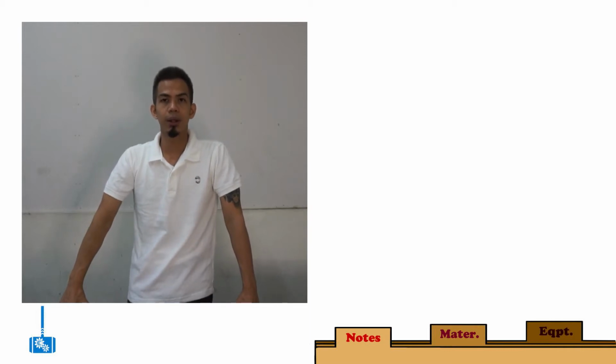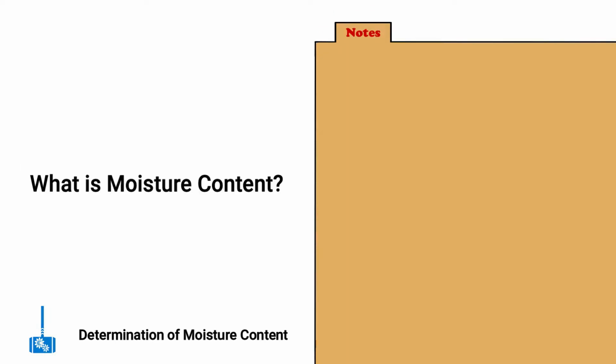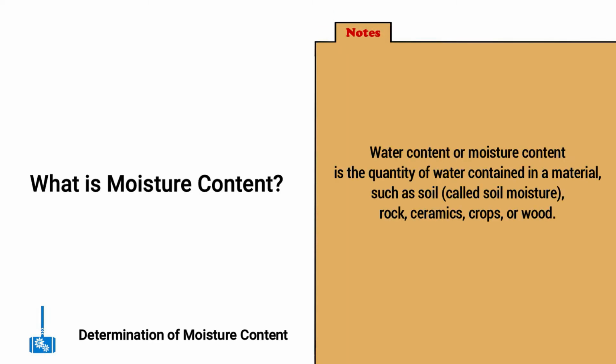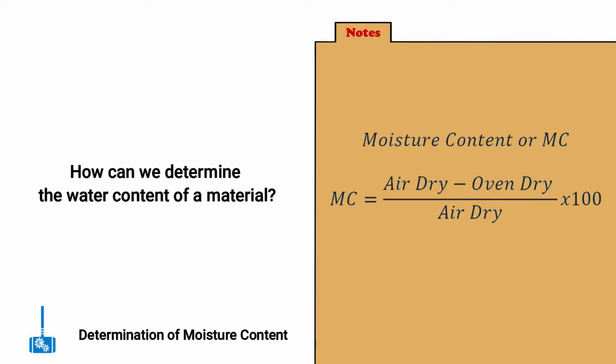Today, our experiment would be determining the moisture content of a material. What is moisture content? Water content or moisture content is a quantity of water contained in a material, such as soil, called soil moisture, rock, ceramics, crops, or wood. How can we determine the water content of a material? Moisture content, or MC, is equal to air dry minus oven dry over air dry multiplied by 100.